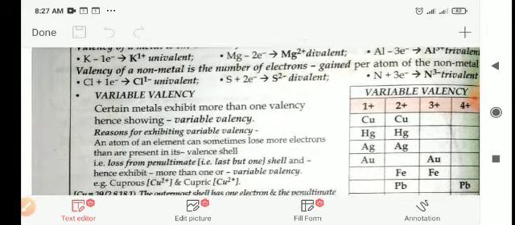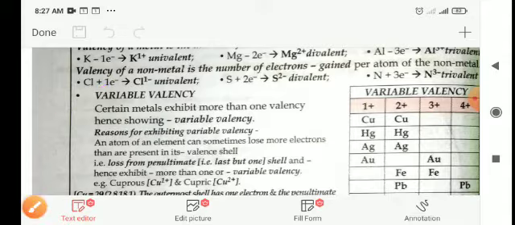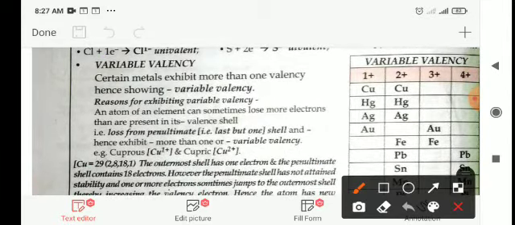Now come to the variable valency. Certain metals exhibit more than one valency, hence showing variable valency. What is the reason behind it? An atom of an element can sometimes lose more electrons than are present in its valence shell. So there are some metals which have the tendency to lose more than one electron. In that case, they show variable valency. Electrons are lost from the penultimate shell, that is the last but one shell, and hence they exhibit more than one, or variable, valency.